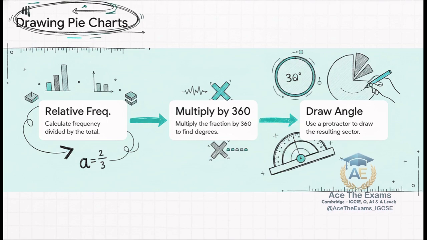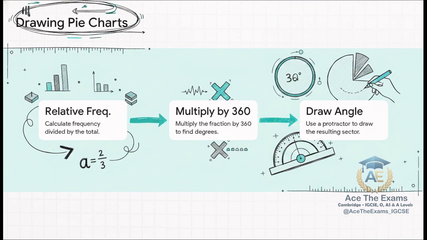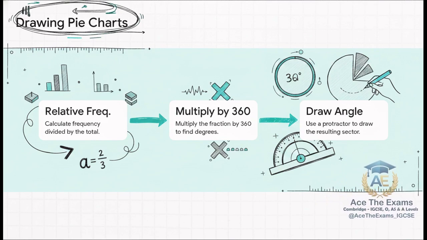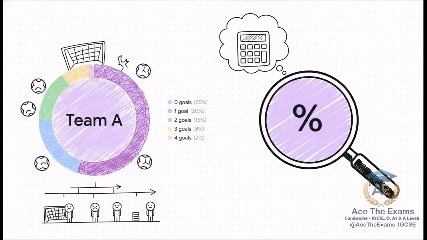Finally, step 3, you take your trusty protractor and actually draw that resulting angle. It's an amazing process, really. It converts raw, seemingly random numbers into perfectly scaled geometry. Let's actually see this in action with a football team's season record.